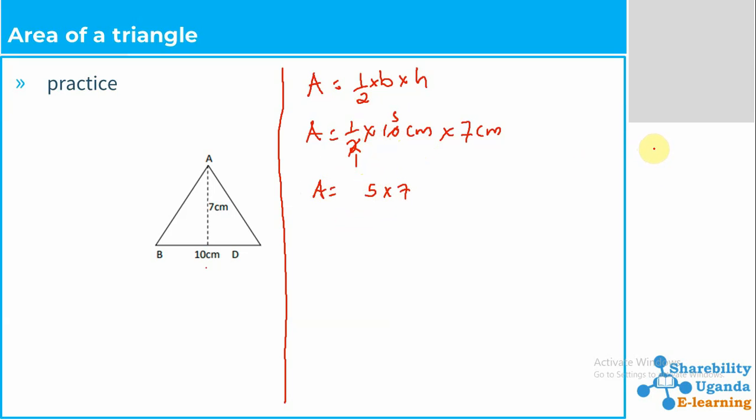Okay, 5 times 6, that is 30. So we get our 30, okay? 5 times 7, do we get 35? Okay, 5 times 5, we get our 35, okay? So now our area here should be equal to 35. This should be in centimeters squared, since it is area.